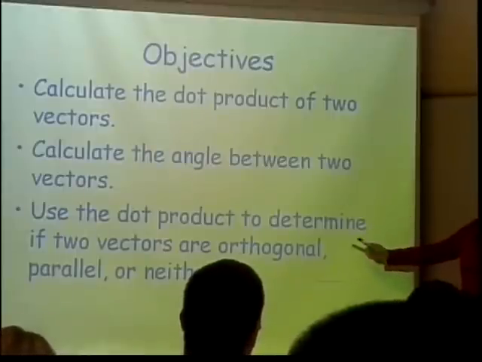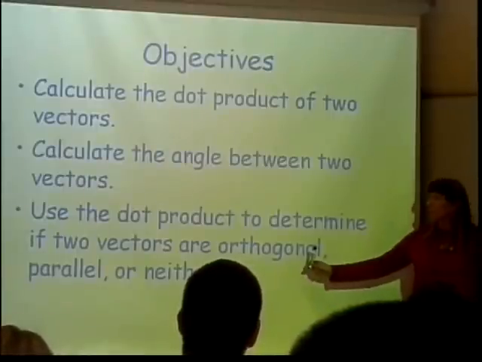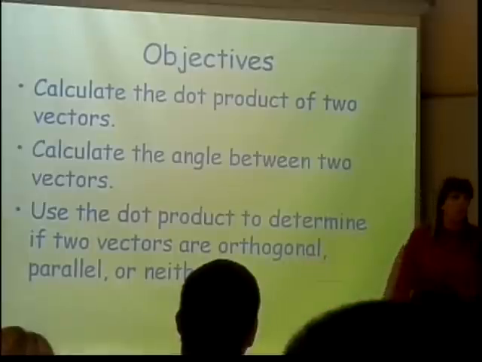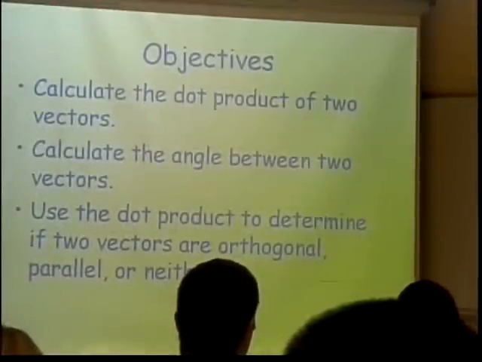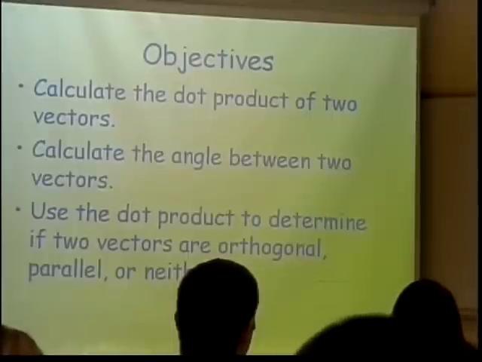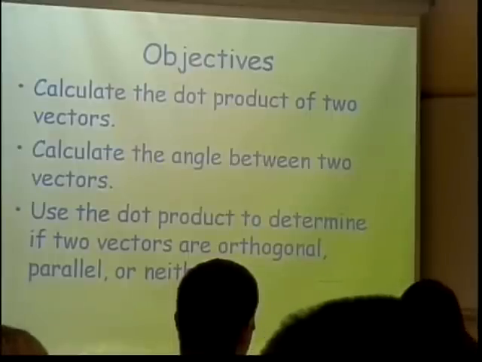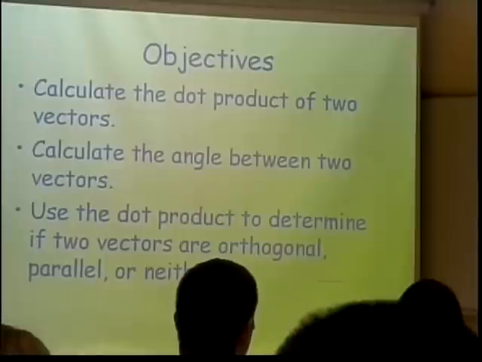We're going to use the dot product to determine if vectors are orthogonal, parallel, or neither. Now, we need to know what those terms mean. Do you want to find those out now, or do you want to hold off and wait until we actually get to finding out if things are orthogonal, parallel, or neither? Okay, let's do them now.